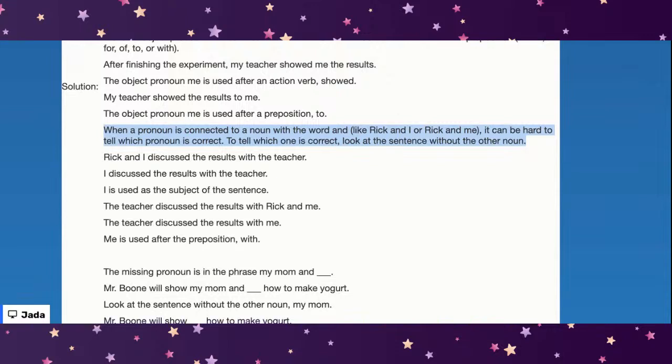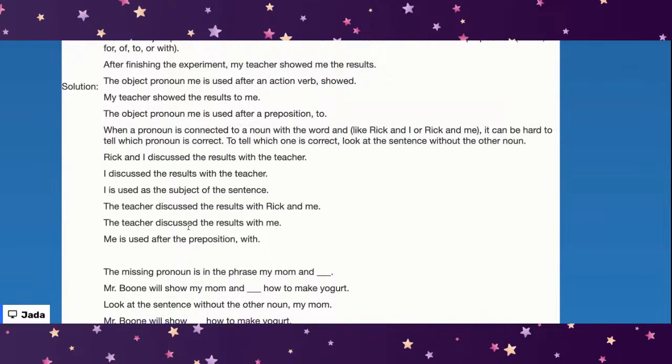So, Rick and I discussed the results with the teacher. I discussed the results with the teacher. I is used as the subject of the sentence, so of course I can be on its own because it's used as the subject of the sentence.